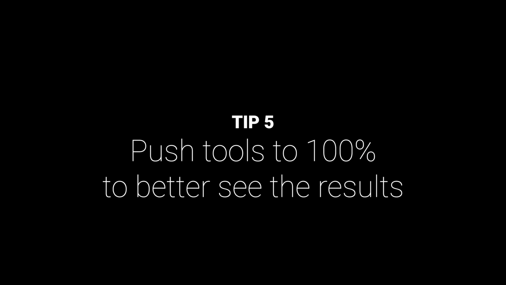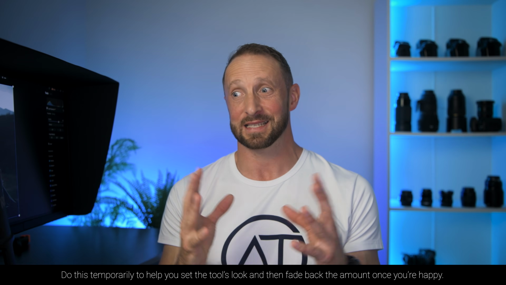Tip number 5 is something I'm sure you will have seen me use in my Luminar Neo editing tutorials, and that is what I call the 100% effect. That is to take any tool that you're applying to your photo and just rack the amount all the way to 100%, and that way you're going to see exactly what effect that is doing to your photo.